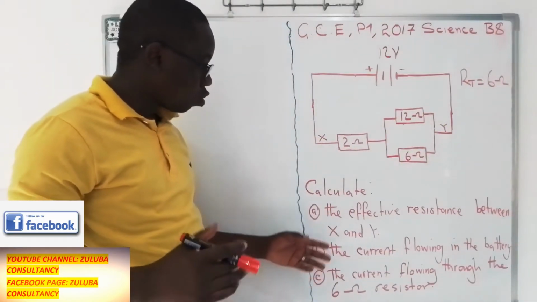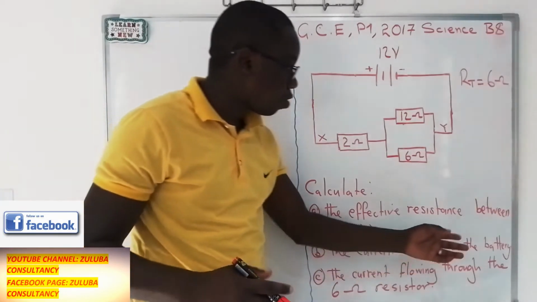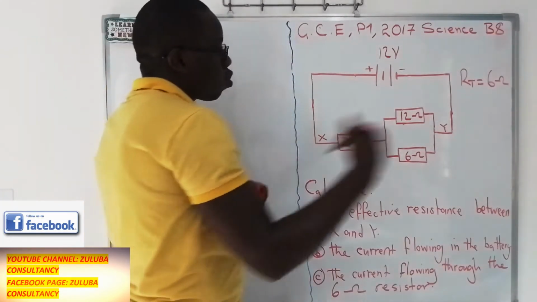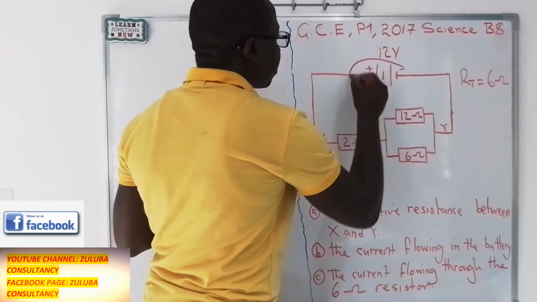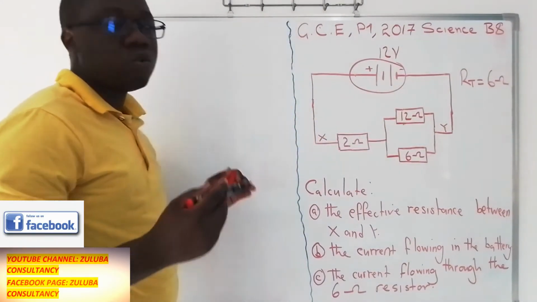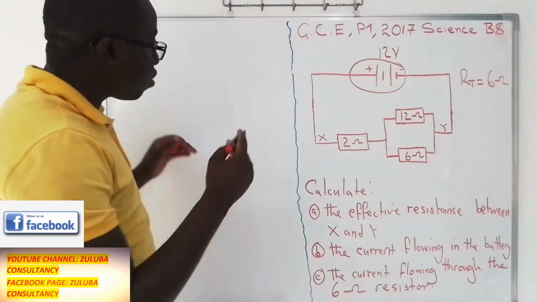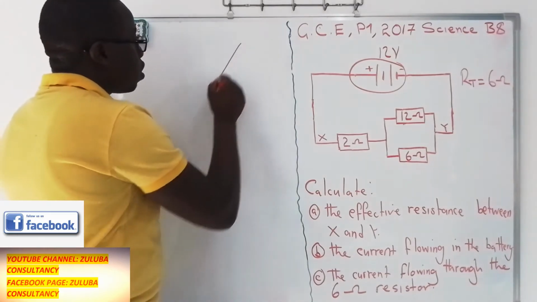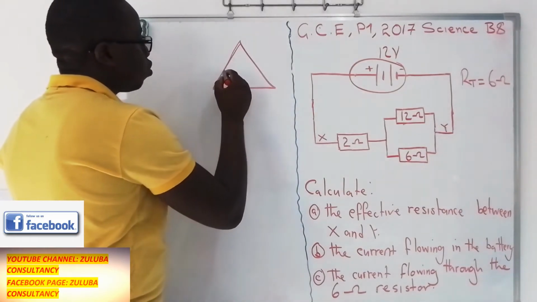Let us look at B. It is asking us to calculate the current that is passing through the battery. So they are asking us to get the current that is passing through this point. Now, what do we know about current? For us to easily find that, we need to apply the Ohm's law.